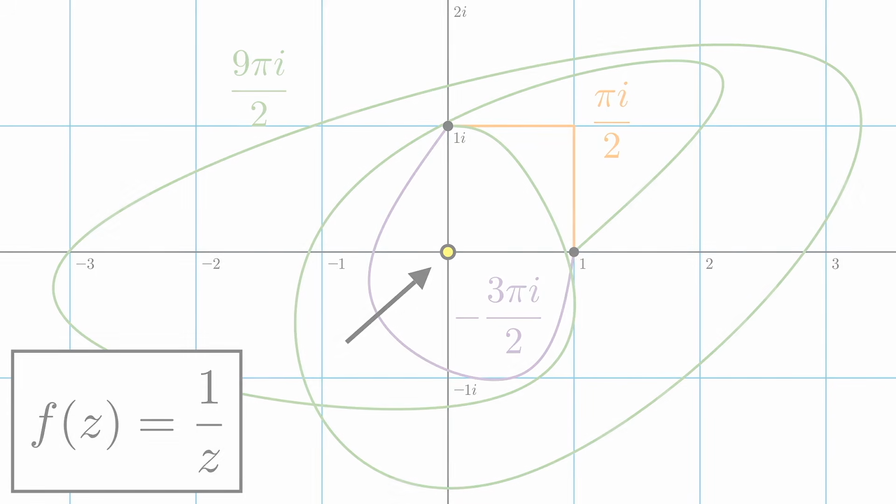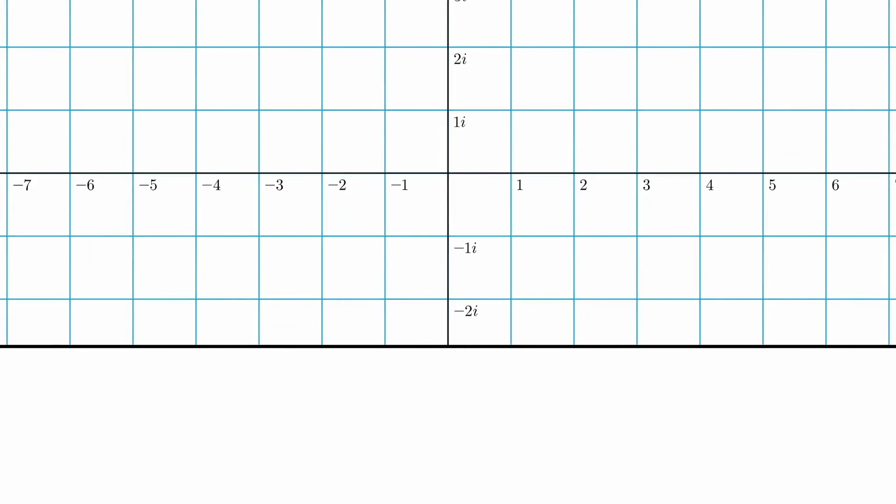To see what I mean, let's have a look here at a third function, 1 over z squared. This function also has a singularity at z equals 0. Does that mean that this function will be path dependent, like 1 over z?